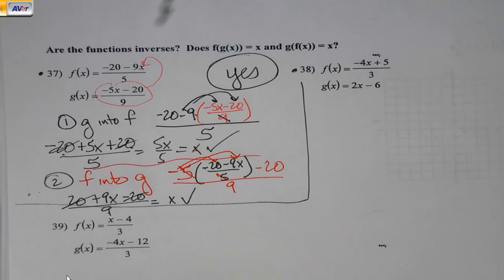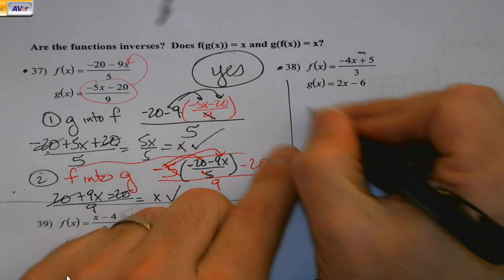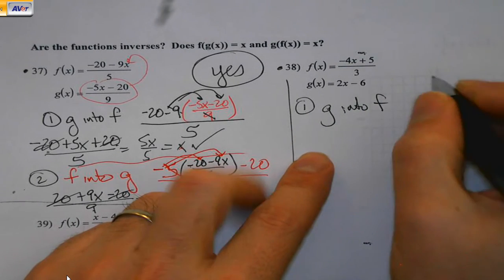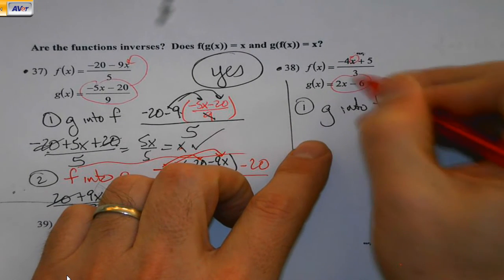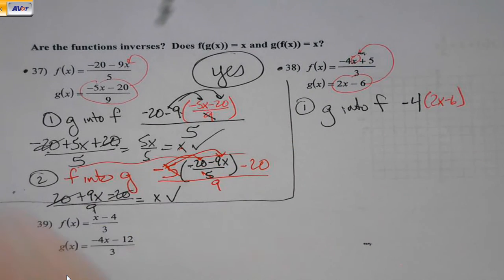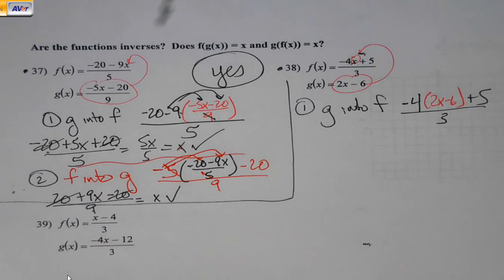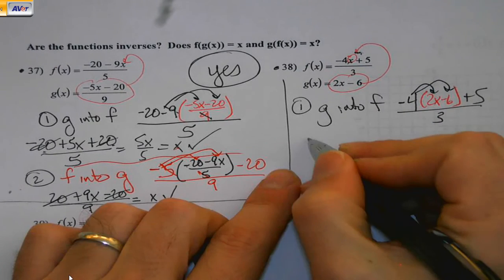And so I just kind of have to keep working those this way until I see what's happening. Now let's say I get going here and I'm trying 38 out and I'm like, okay, I got this one. G into f. Okay. Negative 4. Okay, there's my x that I'm replacing with this stuff. Everything else is still there. The only thing I took out was the x. So I distribute.